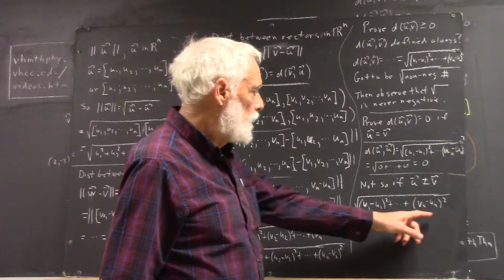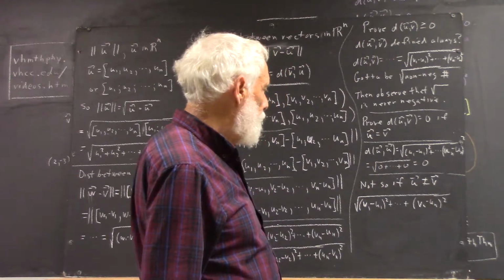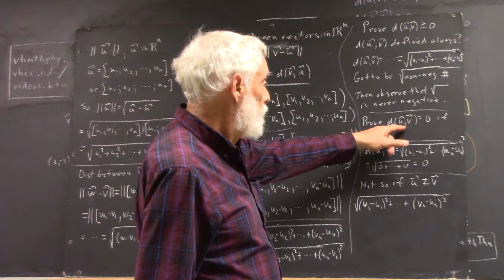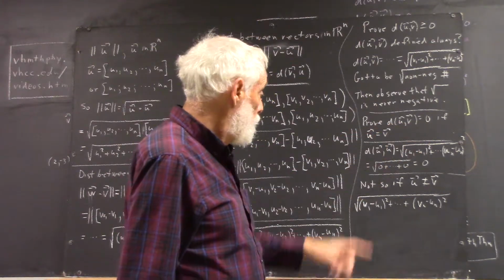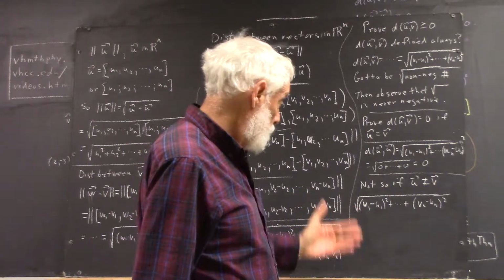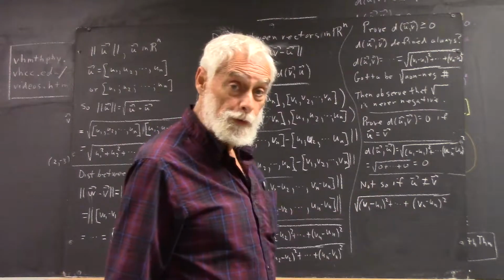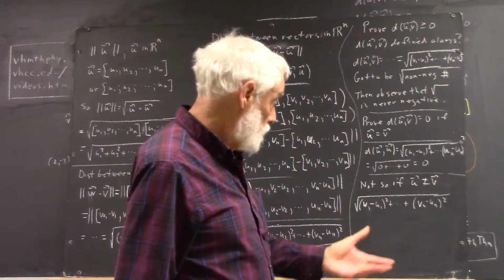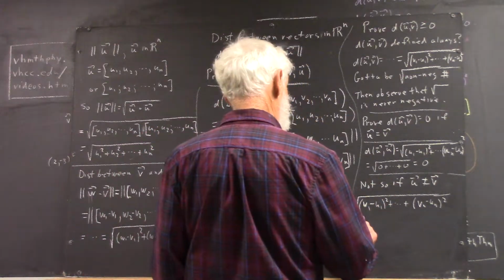So what is it about this that's going to make the result non-zero? Okay? In other words, proving the distance of u to v is 0 if u equals v is easy to prove. This takes a little more thinking. Can you come up with a reason why this isn't going to be 0 unless u equals v? Well, hopefully you've done that.